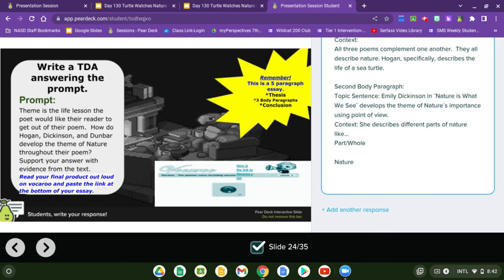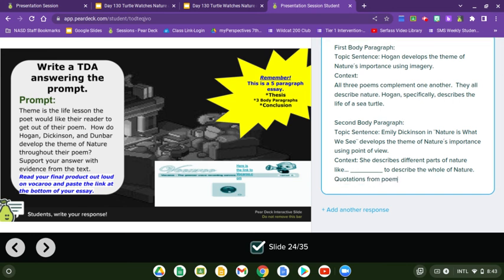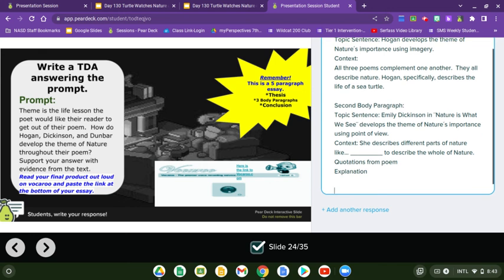Like blank blank blank to describe the whole of nature. And then you can go ahead and find a quote there because we managed to use both words in the same sentence again. We're champs, right? And then, of course, after your context, you have a quotation from the poem, and then an explanation, just like always.